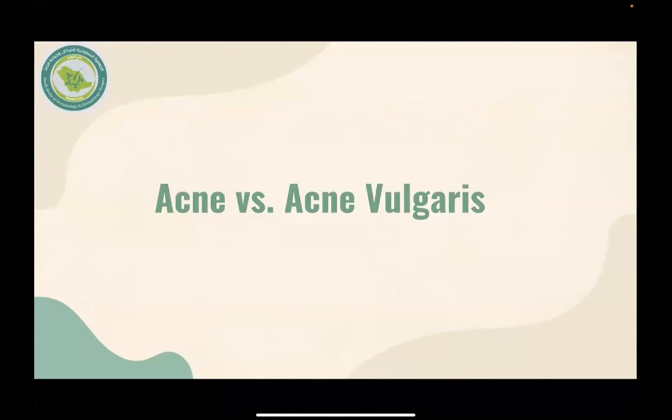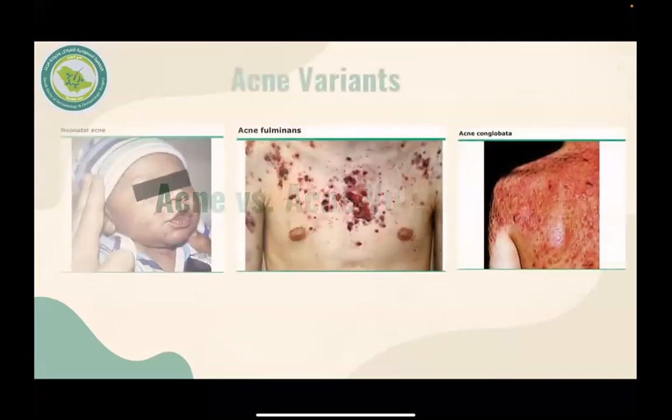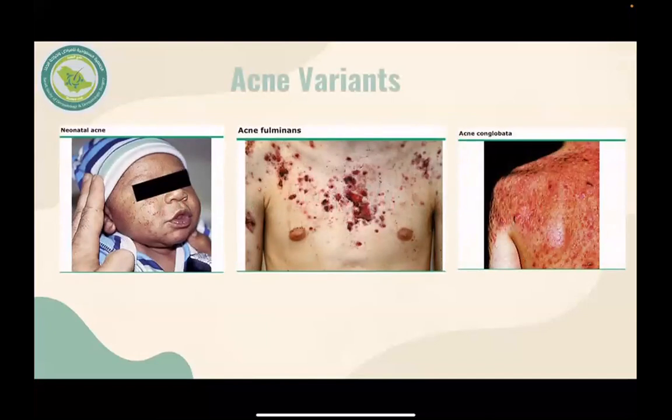Vulgaris means common. So acne vulgaris means the common acne. Acne is the general term and it has several variants like neonatal acne, acne fulminans, and acne conglobata. Since our topic today is acne vulgaris, I will explain each one of them briefly.